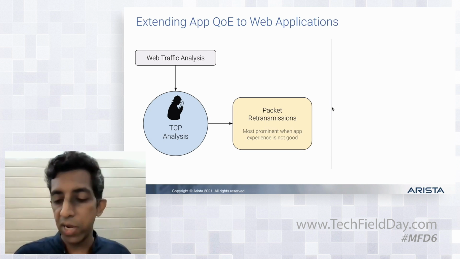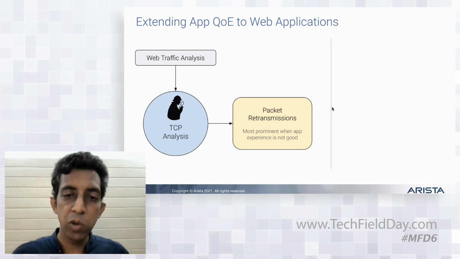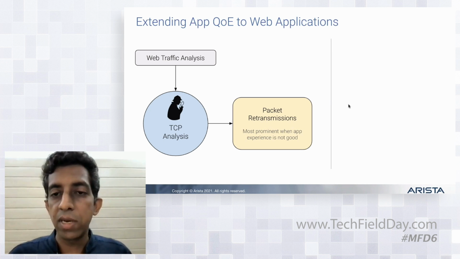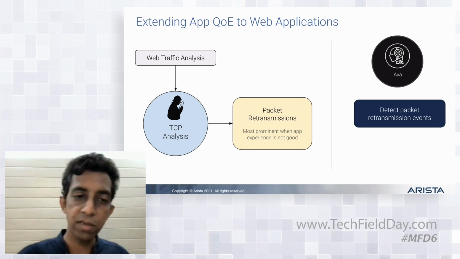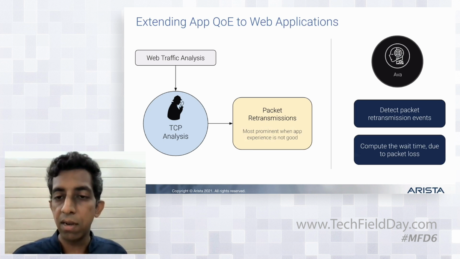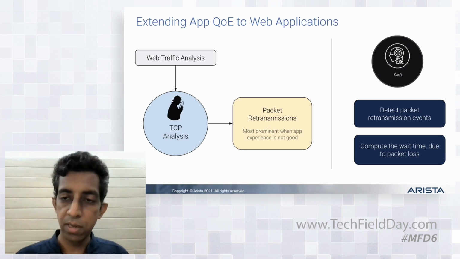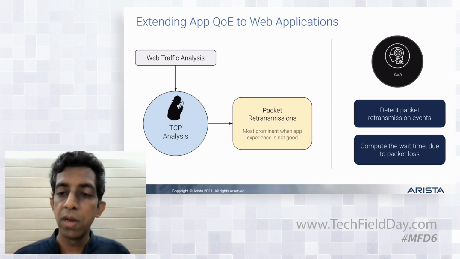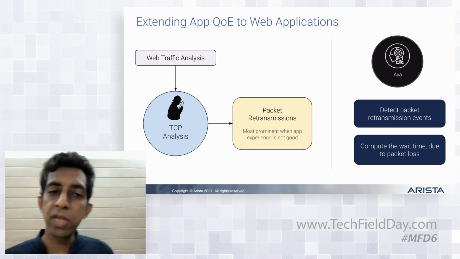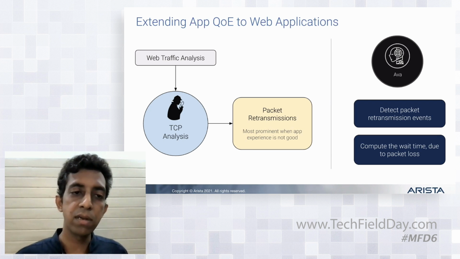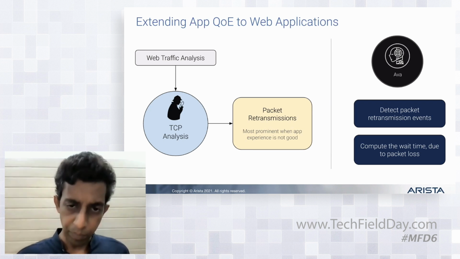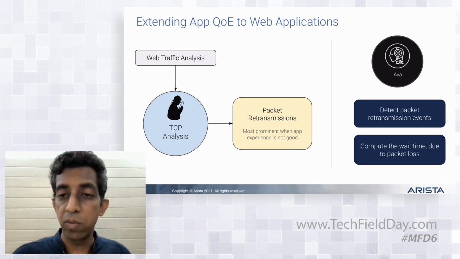So our data science team took all that knowledge and built that into Ava, which essentially automatically detects packet retransmission events in these web applications. And then the model automatically computes or predicts the wait time due to packet loss. This is what we call the recovery time, right? It's the time that the flow or the application loses because of the packet loss. TCP is a protocol which would actually retry if there are packet losses. So that's the thing that we compute.